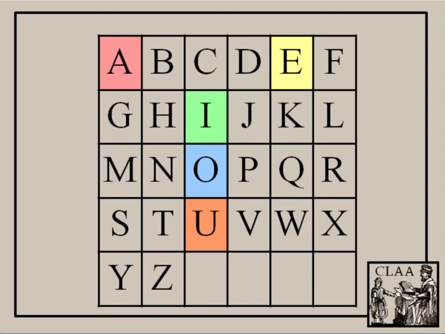Can you name the vowel in the blue box? It's the vowel O. The name is the same in English and in Latin. How about the vowel in the orange box? In Latin, it's called U, but in English, we call it U. A, E, I, O, and U. These are the 5 English vowels.